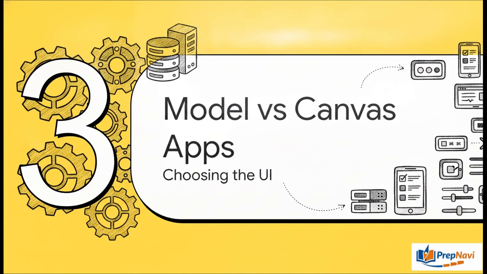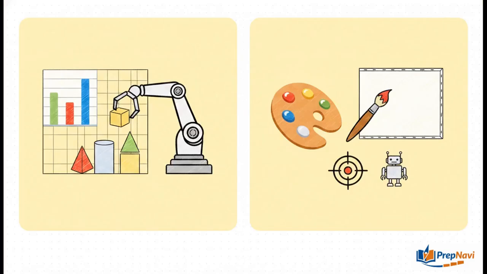Which brings us to Section 3, Model-Driven versus Canvas apps, choosing the absolute right user interface. This right here is your classic exam decision tree. Are you dealing with a heavily structured, data-first scenario where you need to utilize natural language to create generative pages? Go model-driven. On the flip side, Canvas apps are your absolute go-to for pixel-perfect control. And notice the specific syllabus callouts here. You're going to be tested on designing for accessibility, creating user-defined functions, and even building a Copilot Studio agent directly from the Canvas interface.